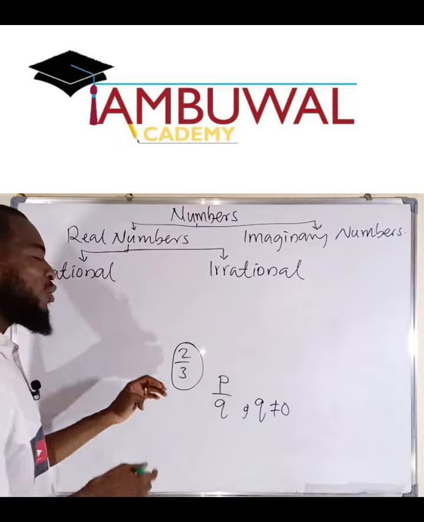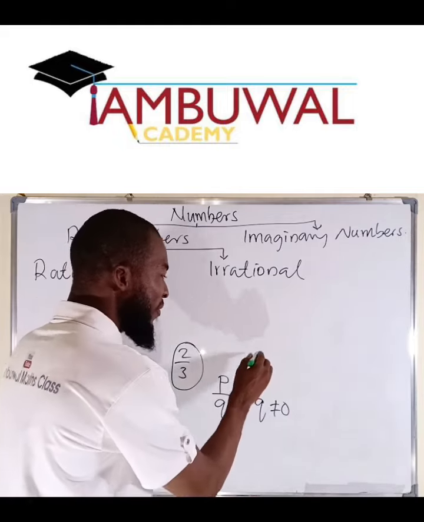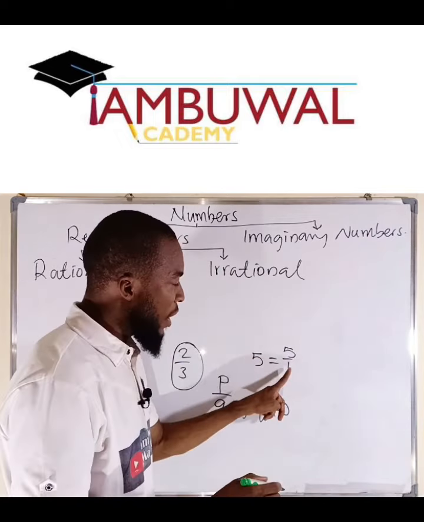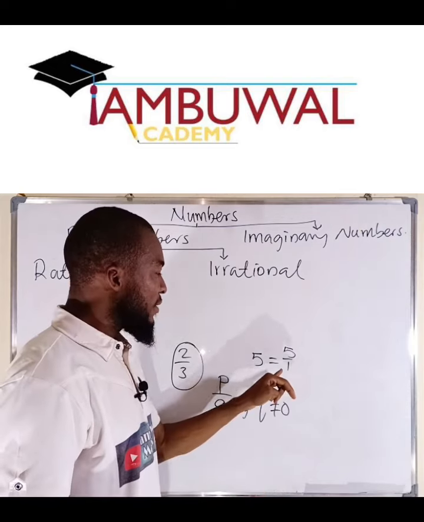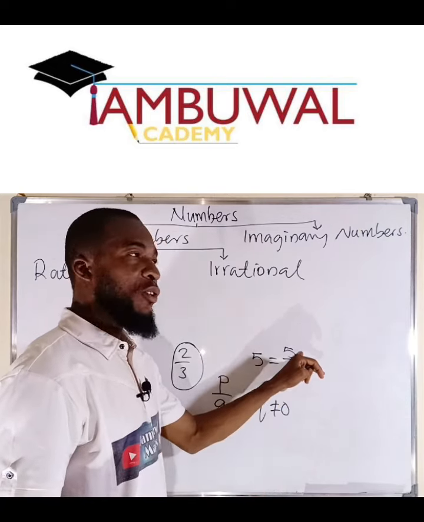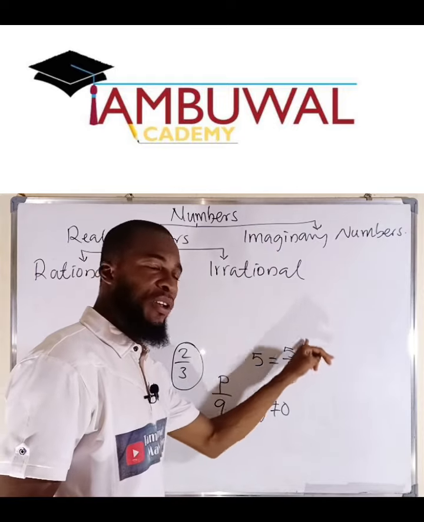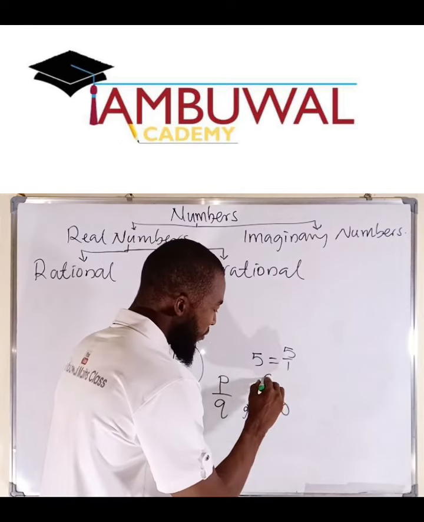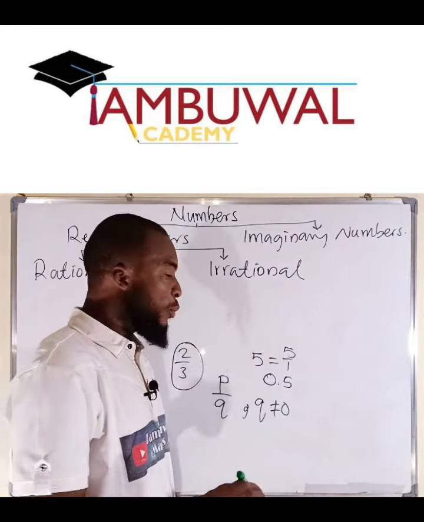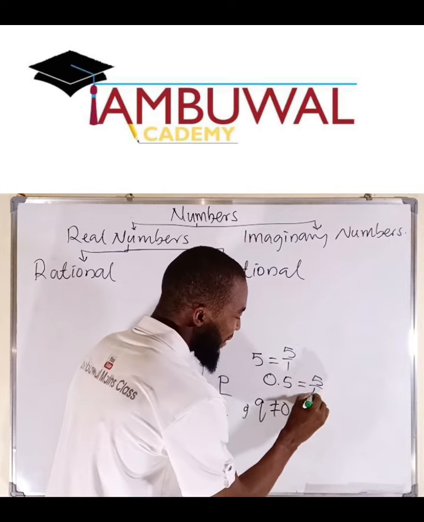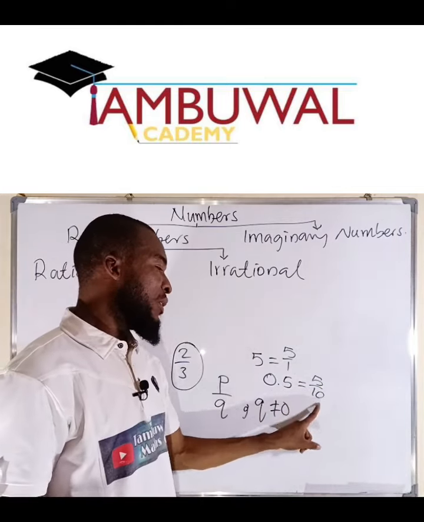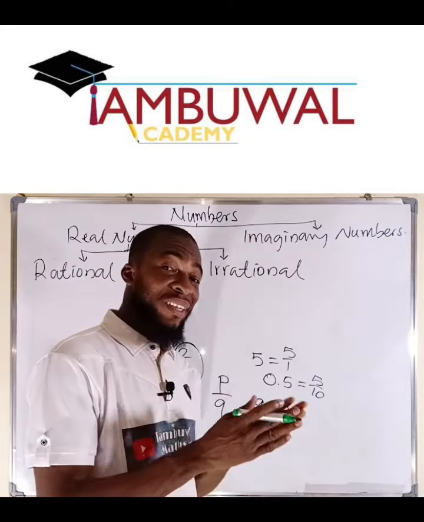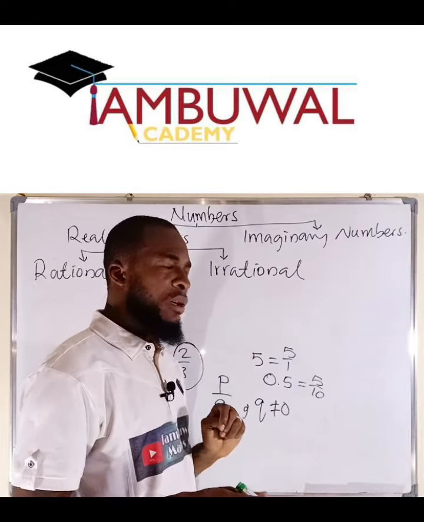Example of a rational number. Once you can express a number in this form. Even 5, because 5 is an integer, 5 is the same thing as 5 divided by 1. 1 and 5 are all integers. And since 1 is also a number, 5 is a number, we have expressed 5 as a fraction. Therefore, 5 also is a rational number. Even decimal numbers, 0.5. 0.5 is the same thing as 5 divided by 10. Because if you divide 5 by 10, you're going to obtain 0.5. Therefore, 0.5, which is a decimal number, is also a rational number.